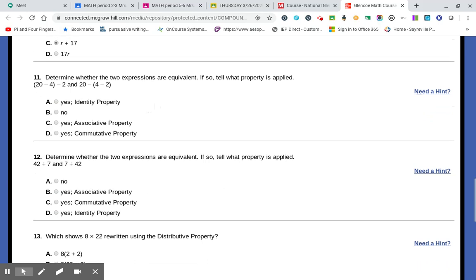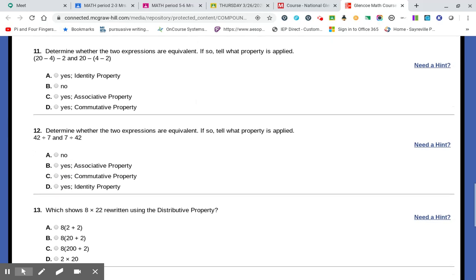Determine whether the two expressions are equivalent. Now remember, equivalent means equal. Not equivalent means not equal. If so, tell what property is applied.